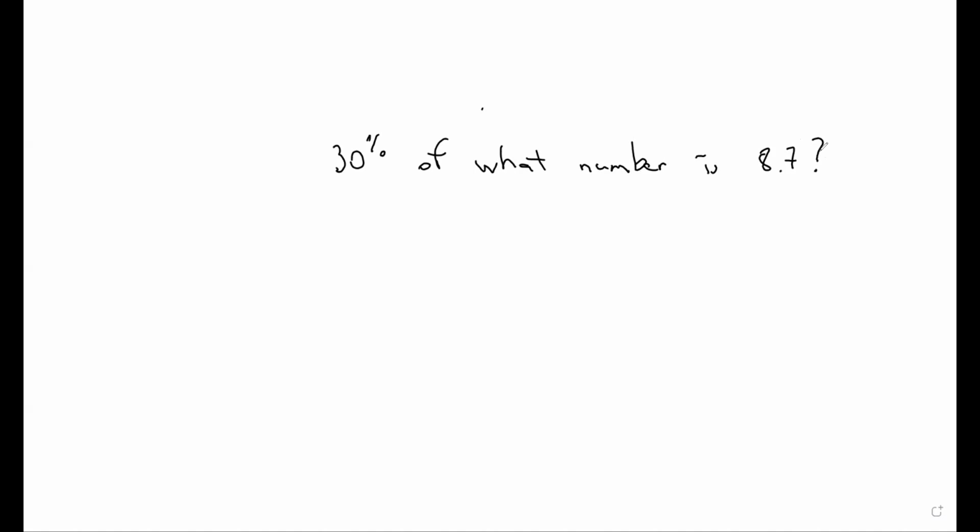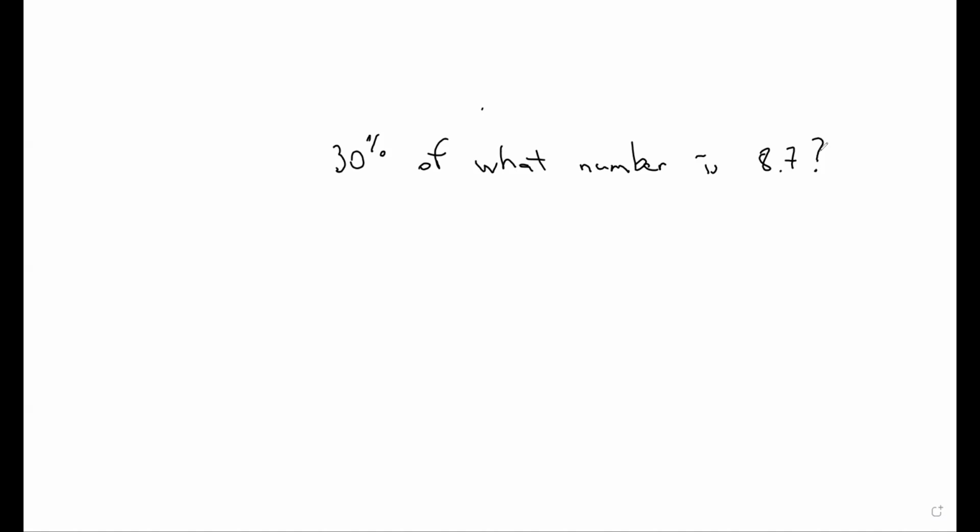But basically what you have to do is backtrack and figure out what would be the larger number such that 30% of it is 8.7. So you do have to read this one super carefully because it looks similar to the first type of question that we did, but it's actually asking the opposite thing.